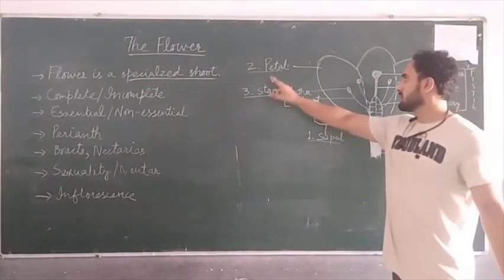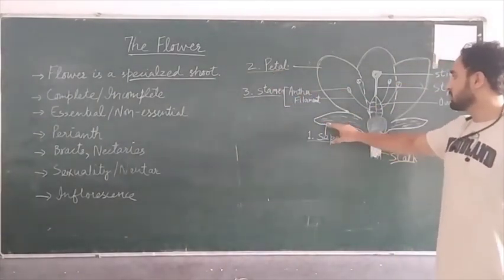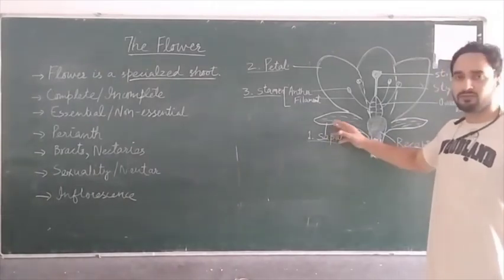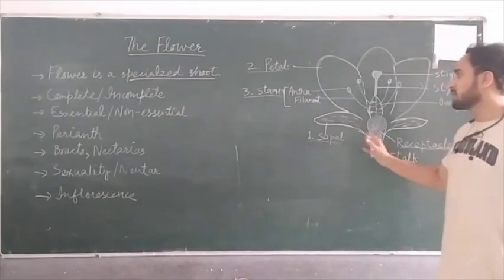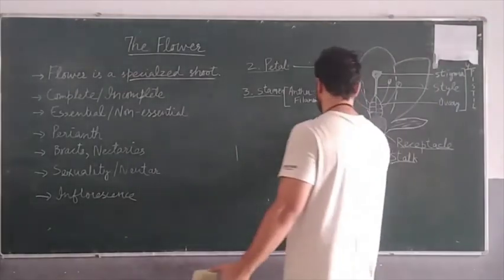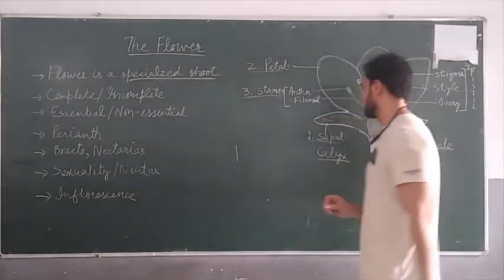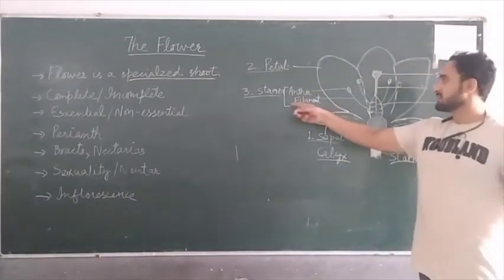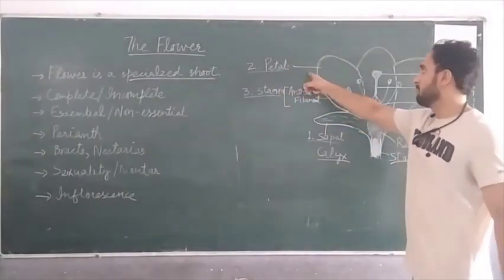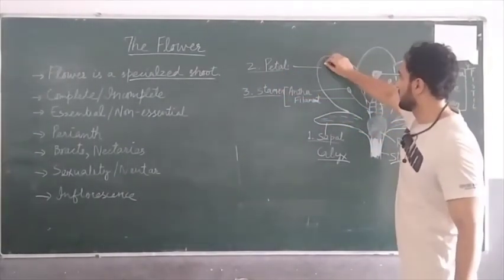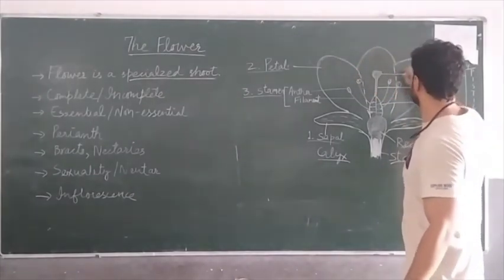Now, the first whorl was the sepal, and there may be 4 or 5 sepals present in a flower, and they are collectively called the calyx. Sepals are collectively called the calyx. Similarly, the second whorl is the petals. Petals are the colored parts of a flower. They are colored. These are the petals.